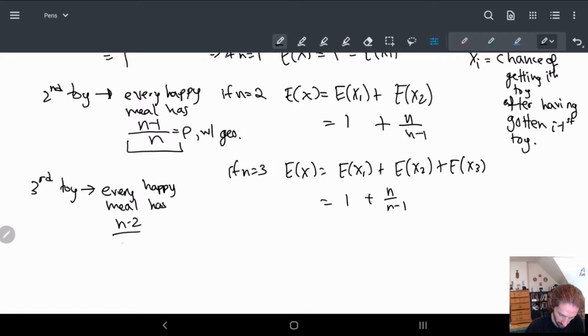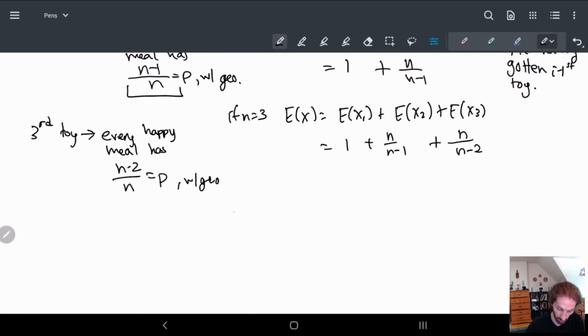We have an n minus 2 over n chance. So again, this is a geometric series with p equal to n minus 2 over n. In other words, it's a geometric series, so here we get n over n minus 2. And at this point, you should start seeing a pattern.